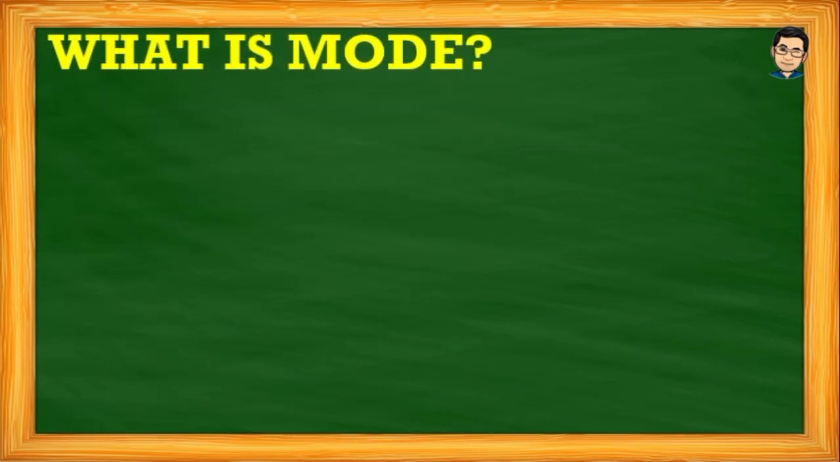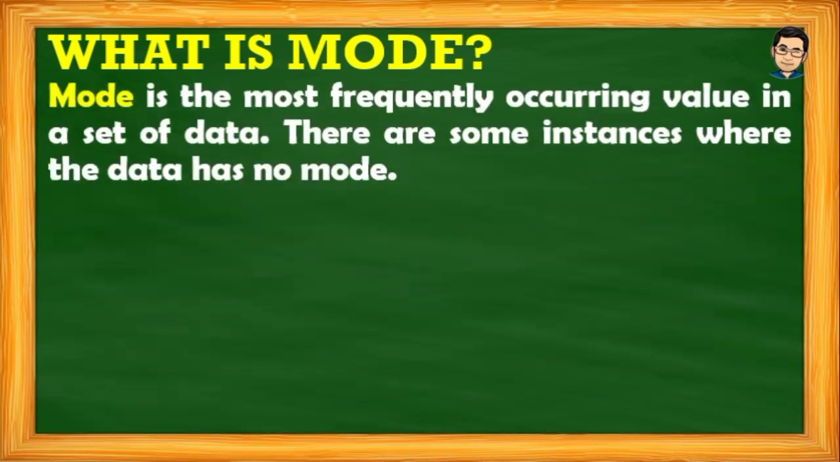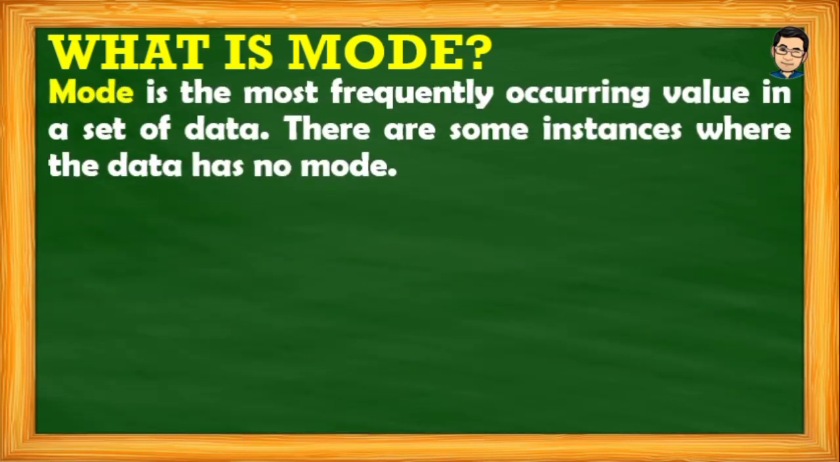And finally, the third measure of central tendency is the mode. So what is mode? Mode is the most frequently occurring value in a set of data. There are some instances where the data has no mode. When we talk about mode, we just look at which value or data has the highest frequency.